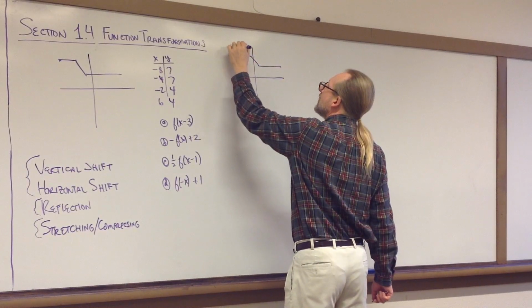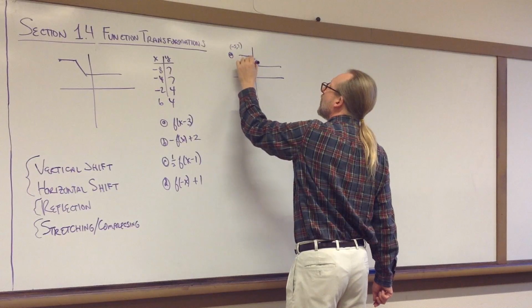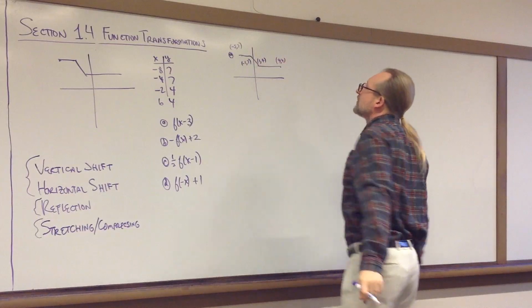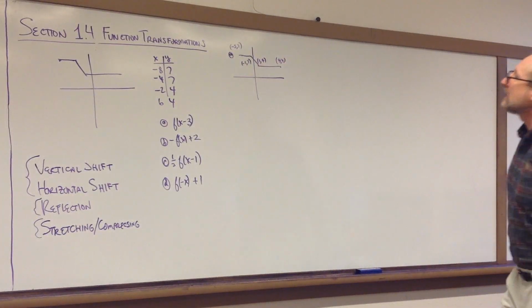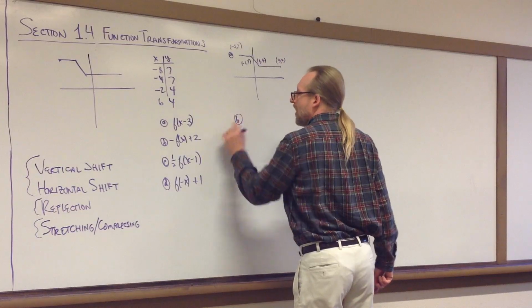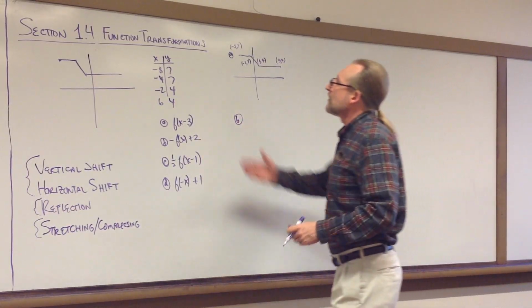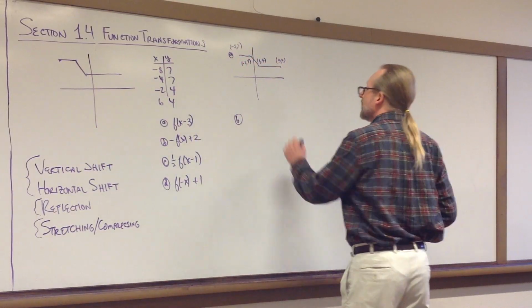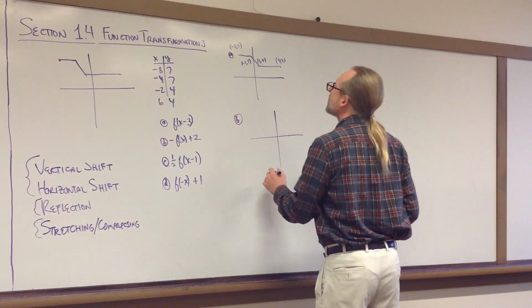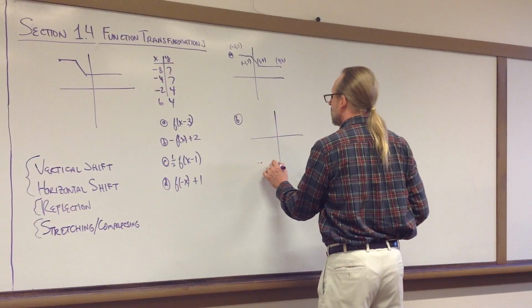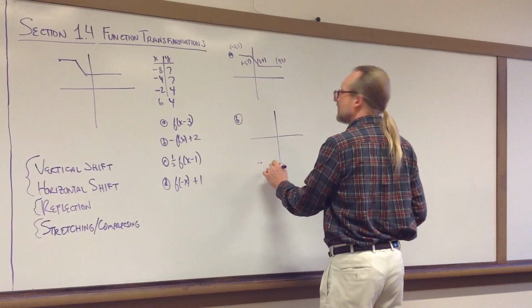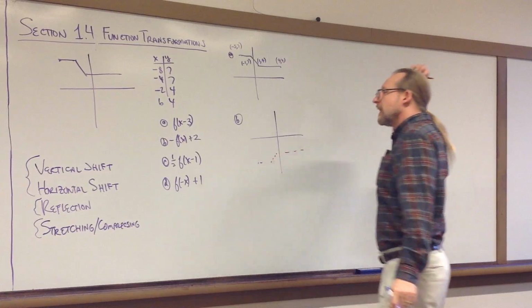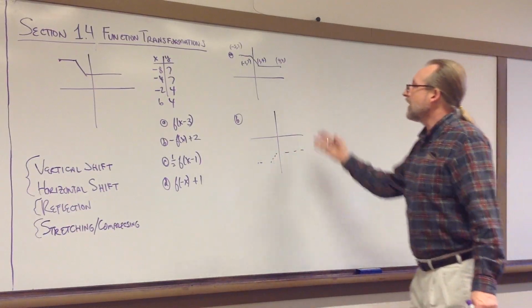Okay? And it's a good idea to label these. 1, 4, 9, 4. So then we know what's happening here. Okay? All right, B, negative f of x plus 2. All right, so that's going to reflect this over the x-axis and then shift it up 2 places. So, reflect this over the x-axis. It would look something like this, okay? And then shift it up 2 places.